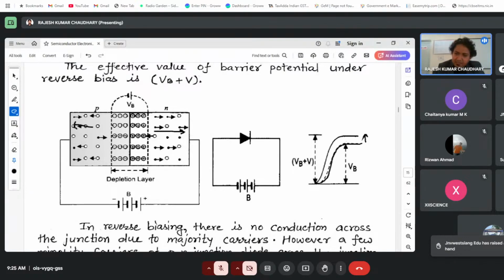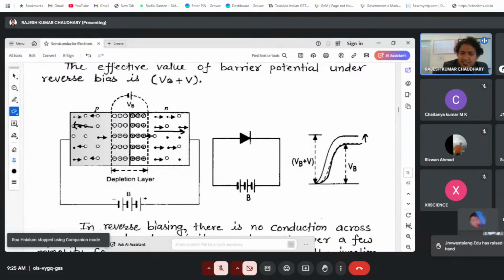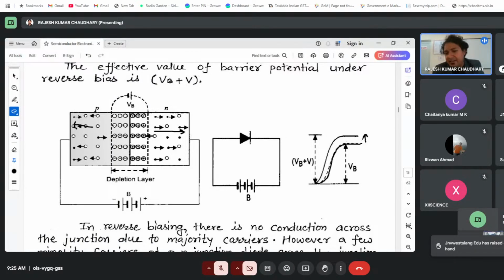So please write down: in forward bias, the p-n junction diode behaves as a conductor, and in reverse bias, the p-n junction behaves as an insulator. Got it? In forward bias, the p-n junction will behave as a conductor, and in reverse bias, the p-n junction will behave as an insulator. Please try to understand. This question can be asked in your board examination. Okay, so try to understand, and if you have any question, you can ask me.